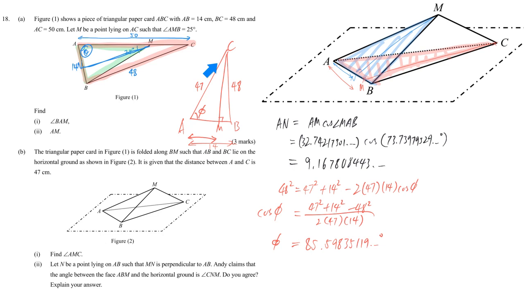After that, we can just use AM, the same method as AN. Therefore, AM is equal to AC times cosine phi here. So AM is 3.607142857. And it's definitely not equal to AN. So they do not cross at the same point. That's why we say that the claim is wrong.